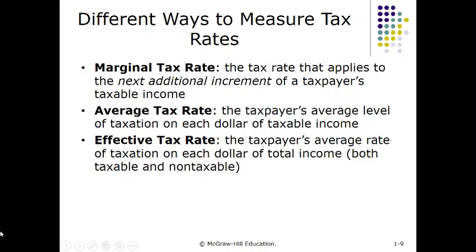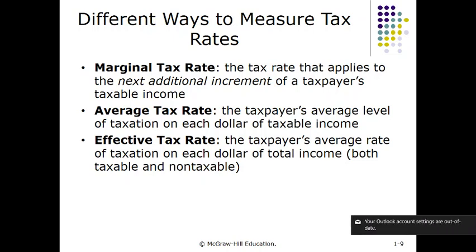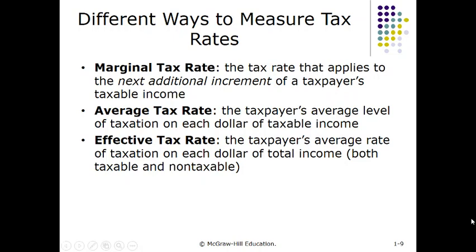Now note, effective tax rate. Here this includes, as your denominator, all income that a taxpayer receives, both taxable and non-taxable. And so here you're taking the amount of tax you pay in your numerator and dividing it into all income, both taxable and non-taxable.